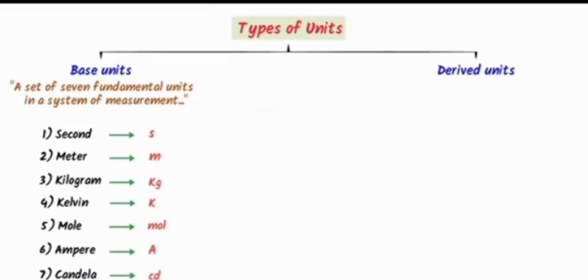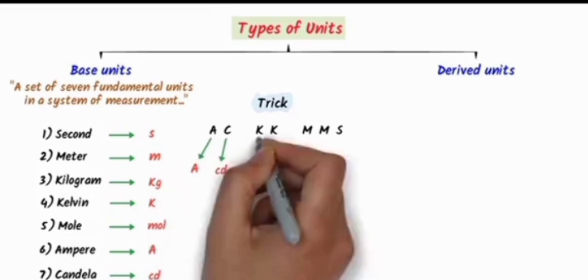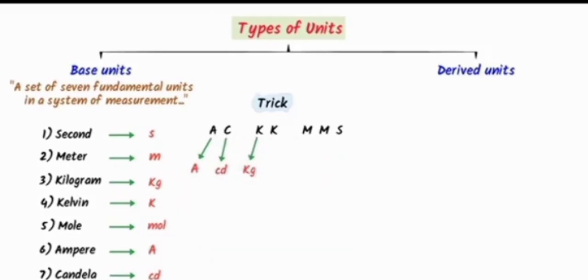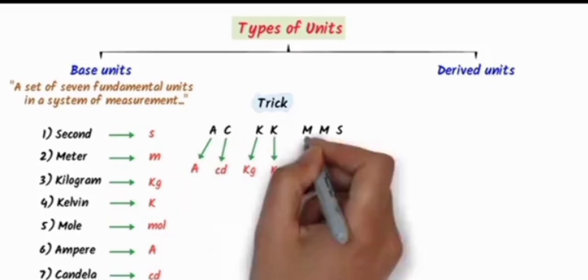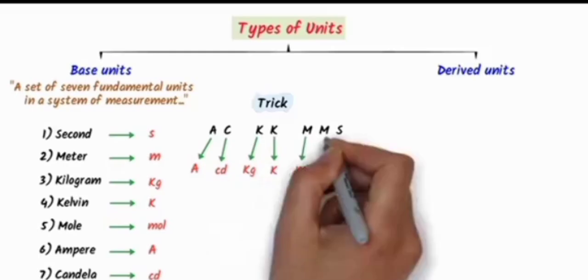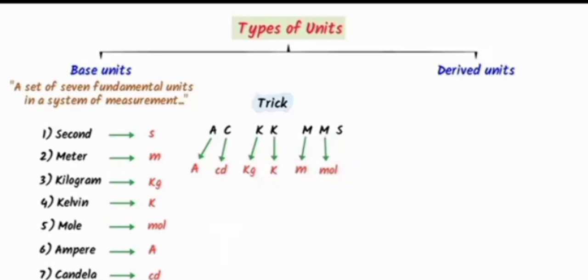Here, let me teach you my personal trick to remember these 7 base units. I say ACKKMMS. Here, A stands for ampere, C stands for candela, K stands for kilogram, this K stands for Kelvin, M stands for meter, this M stands for mole, and this S stands for second. Thus, using my personal trick, we can easily remember the 7 base quantities.